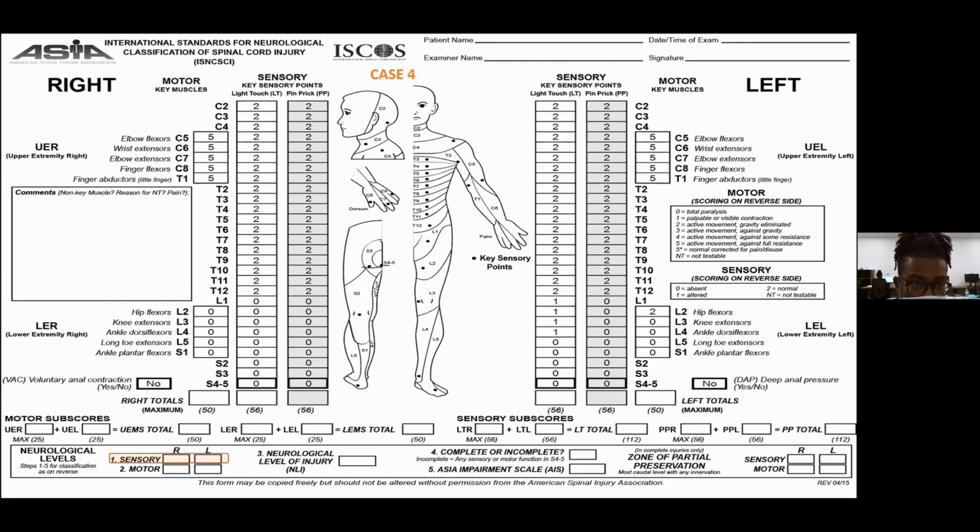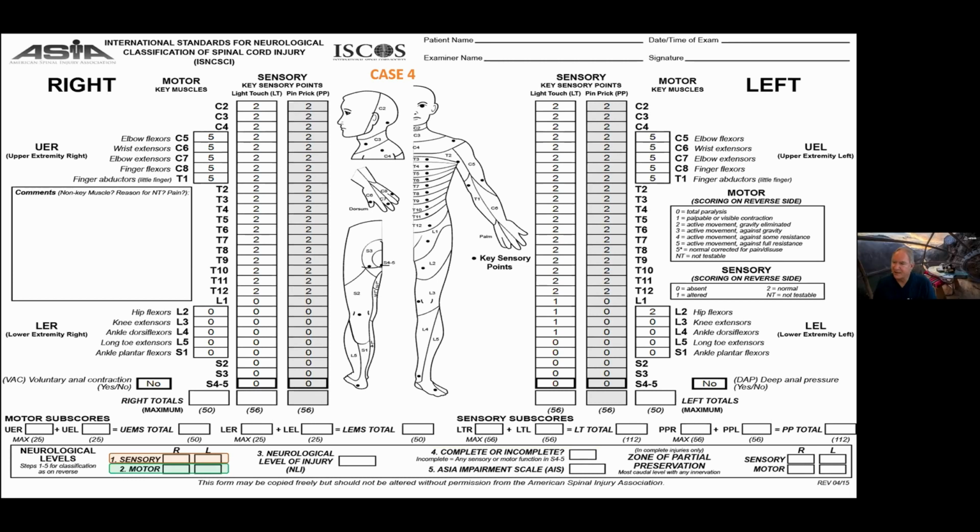Tell me what you would list as a sensory level for case 4. So the sensory level for case 4 on the right, I would put the sensory level at T12. And on the left, I would put the sensory level at T12 as well. How about a motor level? Motor level on the right is going to be T12. And then motor level on the left, I see T12 as well.